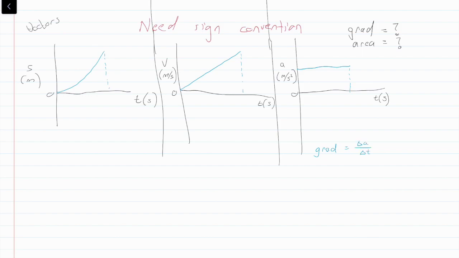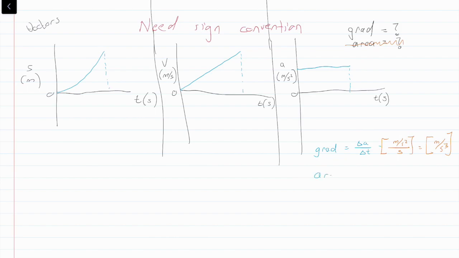If we look at the units, I'm left with meters per second squared divided by seconds. So that comes out as meters per second cubed. We're not really used to anything there, so we can say that the gradient of an acceleration time graph doesn't really matter. No one really cares what that quantity is. There's not a lot of meaning. But what about the area?